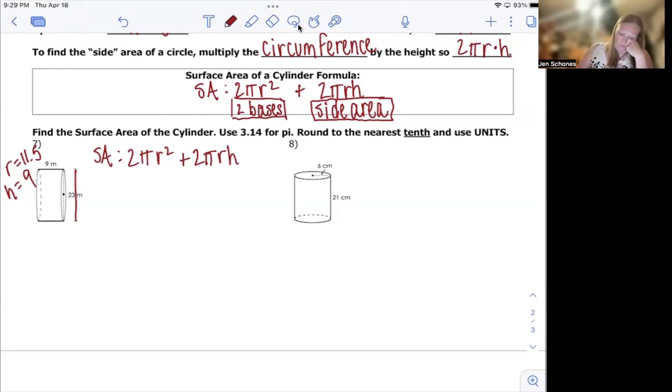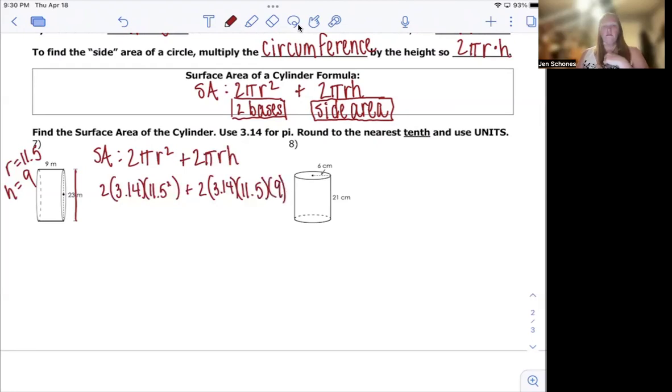Okay, so here we go. 2, and I'm going to use my parentheses this time. 3.14 times 11.5 squared, plus 2 times 3.14 times 11.5 times 9. Ooh, so many things. Isn't this crazy? Who figured this out?